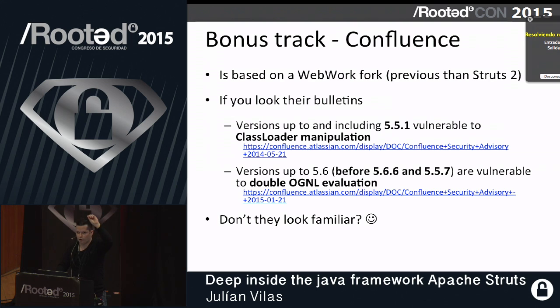Okay, 10 more seconds about a bonus track. I'm sure you are aware of the Confluence tool. It is based on a WebWork fork, because actually Struts was born from that. And it has a fork that has evolved on its own. So there are two bulletins here. The first one is class loader manipulation, and the second one is double OGNL evaluation. We know them all. And then, well, several versions of them.